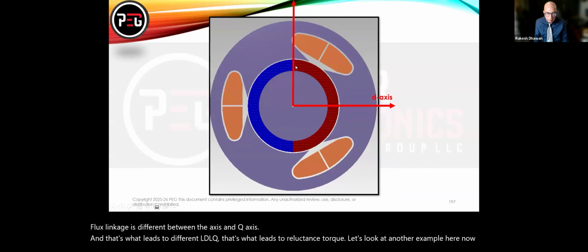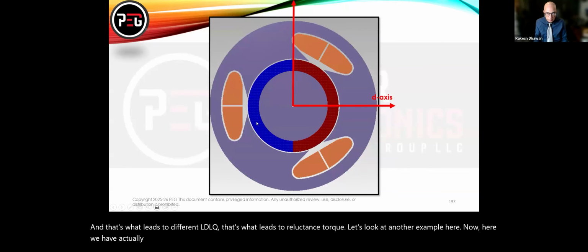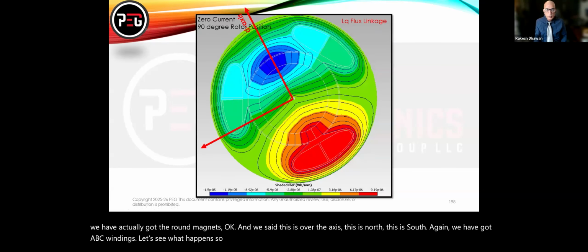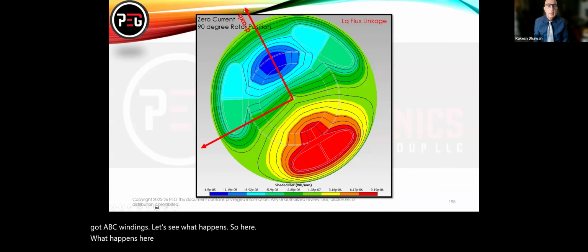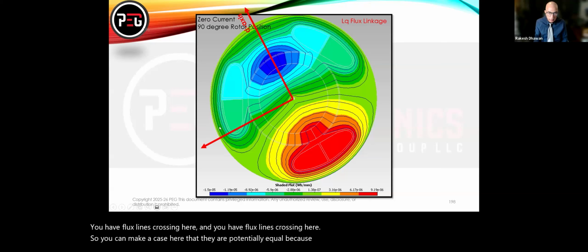Now here we actually have round magnets, okay? And we said this is our d-axis, this is north, this is south. Again, we have A, B, C windings. Let's see what happens. Here, this is your d-axis, and this is your q-axis. You can see you have flux lines crossing here, and you have flux lines crossing here. So you can make a case that they are potentially equal because you have flux lines coupling both of these planes.